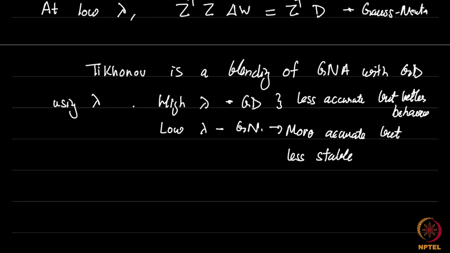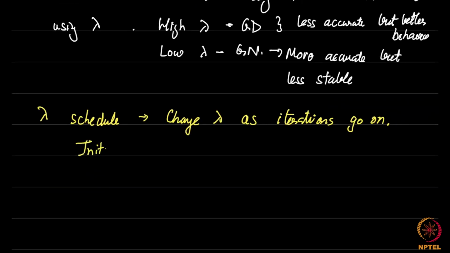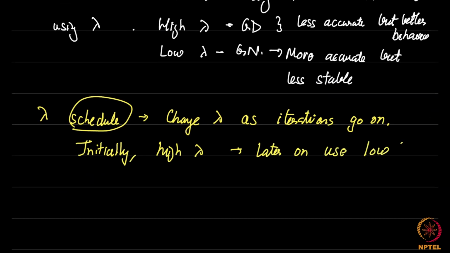Okay. Now, what you want to do ultimately is something else. So we usually have something called a lambda schedule. That is, change lambda as iterations go on. So initially, we use high lambda. This is called a schedule. And later on, use low lambda. Okay, we are not going to do any such thing. Typically, what will happen is you will start with, let's say, lambda equal to 1. Then after a few iterations, you make it 0.5, 0.25, so on and so forth. And as it comes closer and closer to the actual answer, you get closer and closer to Gauss-Newton, which will converge very, very fast. Initially, you want to explore a lot of the parameter space, and as you come later on, you come to better and better accuracy as you come to the parameters.